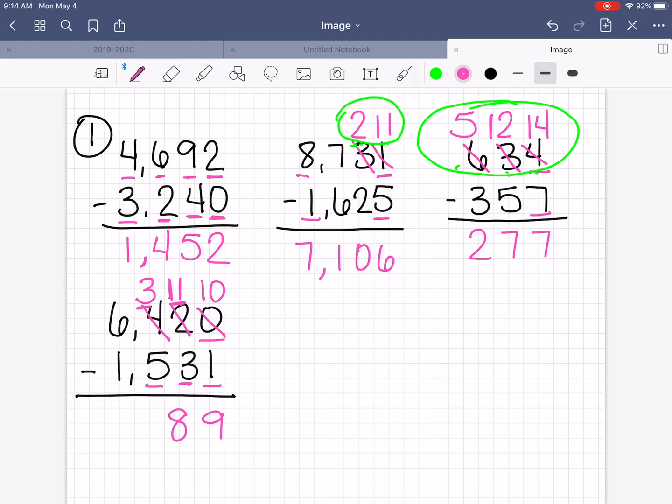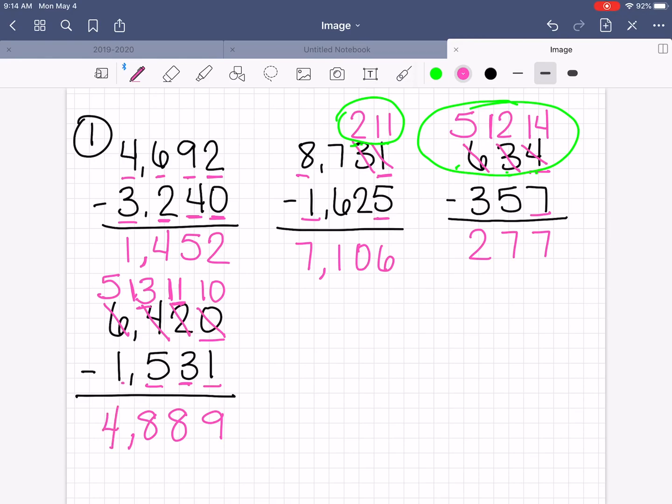3 minus 5. Can't do that either. So here I'm just renaming or borrowing all the way along, all the way across. Cross out my 6 and make it a 5, and my 3 becomes a 13. 13 minus 5 is 8, comma, 5 minus 1 is 4.